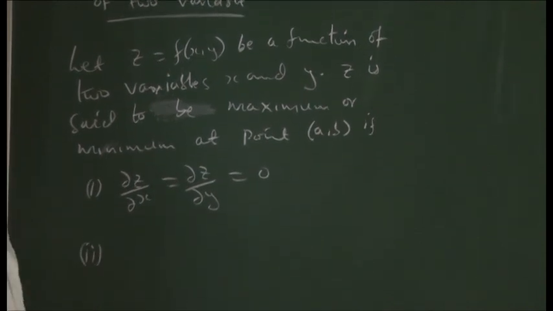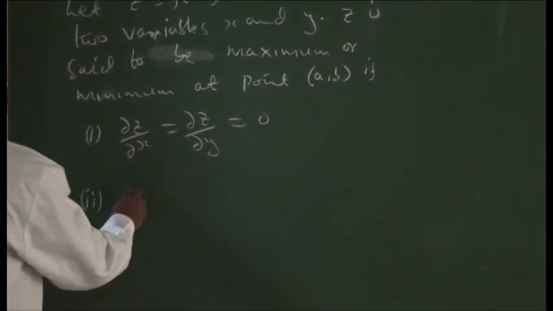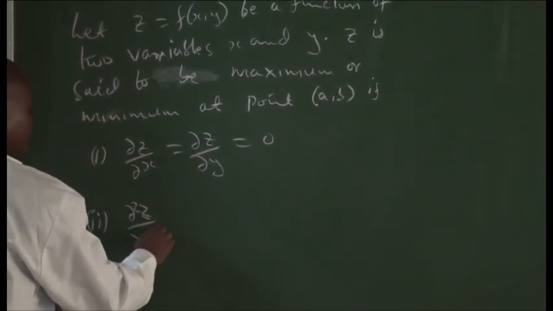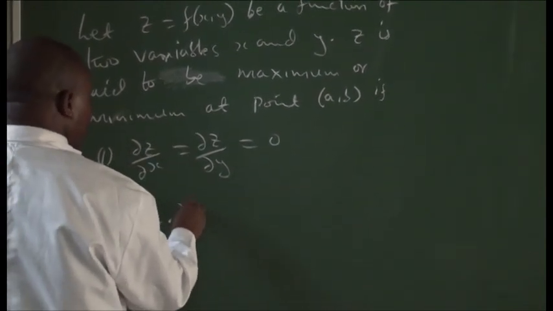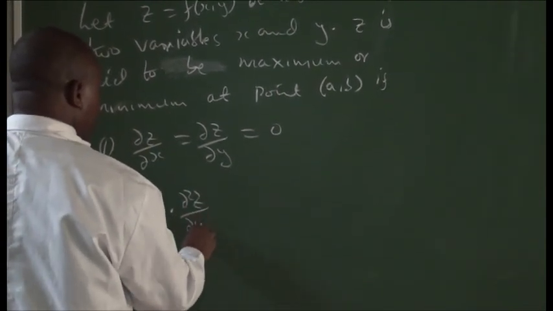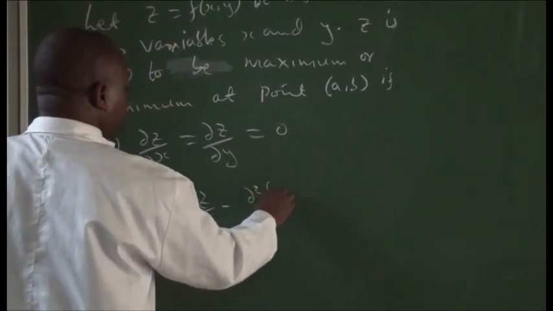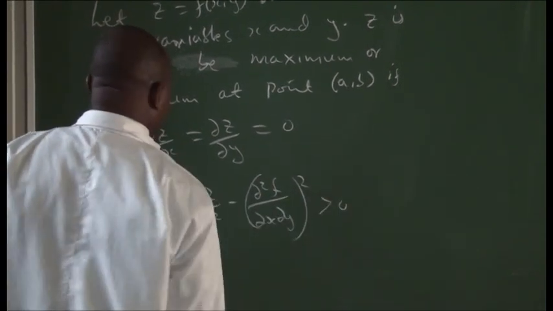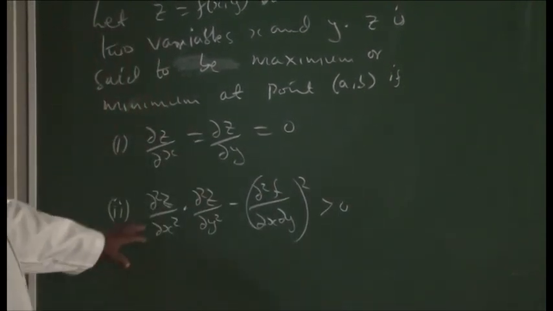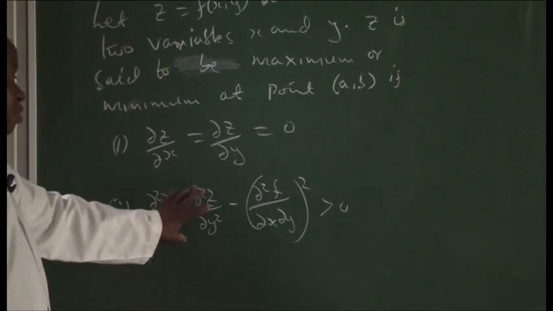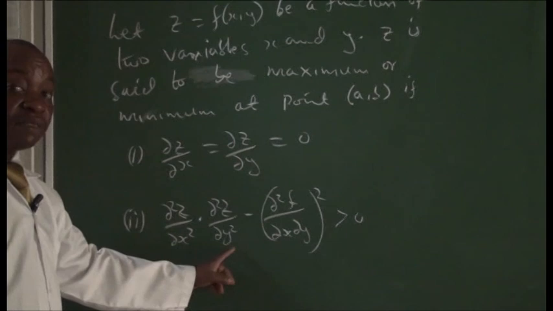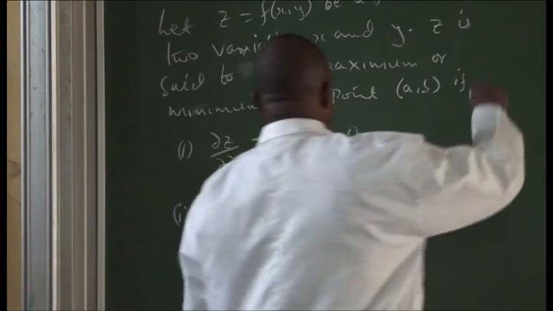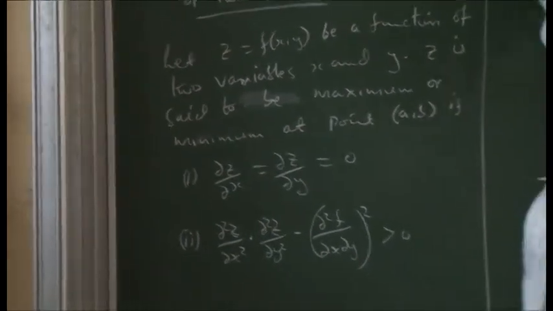Then the second condition is that partial squared z partial x squared times partial squared z partial y squared minus (partial squared z partial x partial y) squared is greater than 0. Now see, if this number 2 is greater than 0, it means there is maximum or minimum. So we then test for maximum.